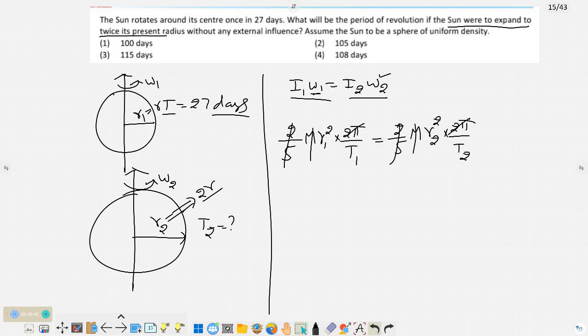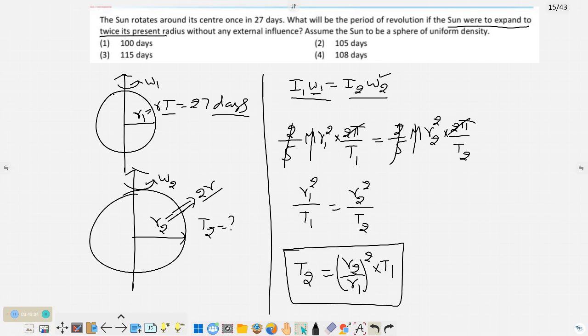Simply we can write for the T2 value: R1 square by T1 is equal to R2 square by T2. Right? From this, the T2 value we can find using the formula. That is nothing but R2 by R1 whole square into T1. Substitute all the values and calculate the required answer.